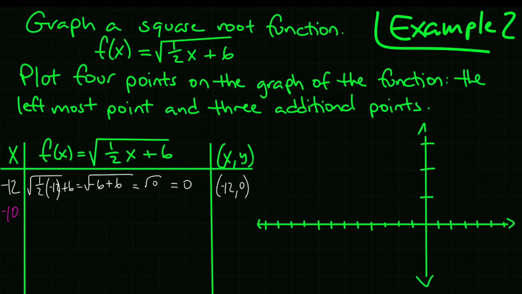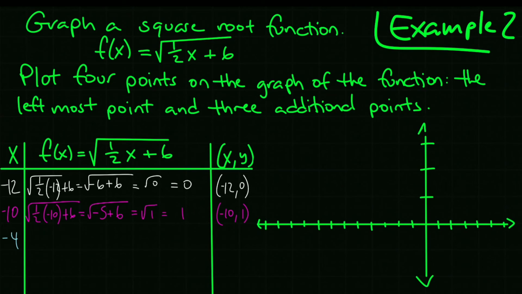I'm going to pick negative 10 this time. So that's going to be 1/2 of negative 10 plus 6 square rooted. Negative 10 divided by 2 is going to be negative 5. So I have negative 5 plus 6 square rooted. That's going to be the square root of 1, which is just 1. So when x is equal to negative 10, my y value is going to be 1.